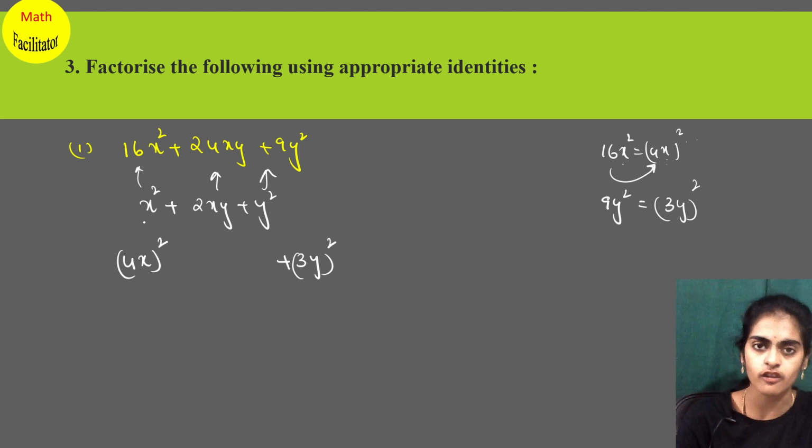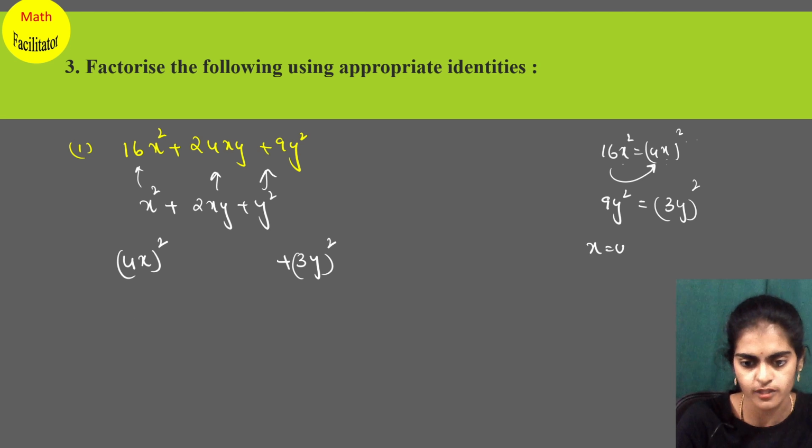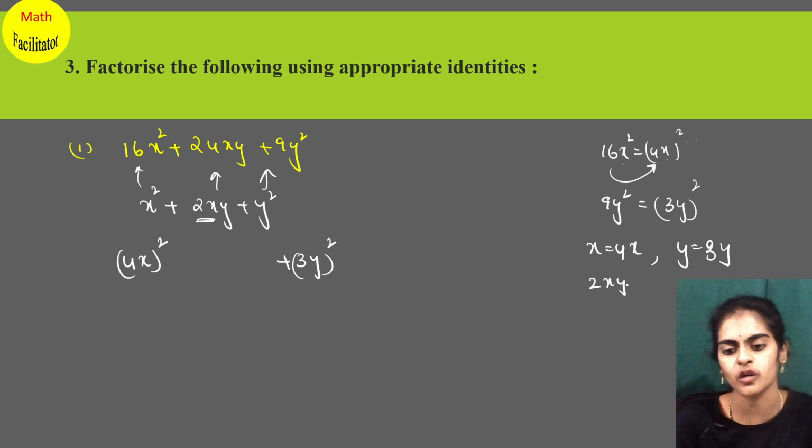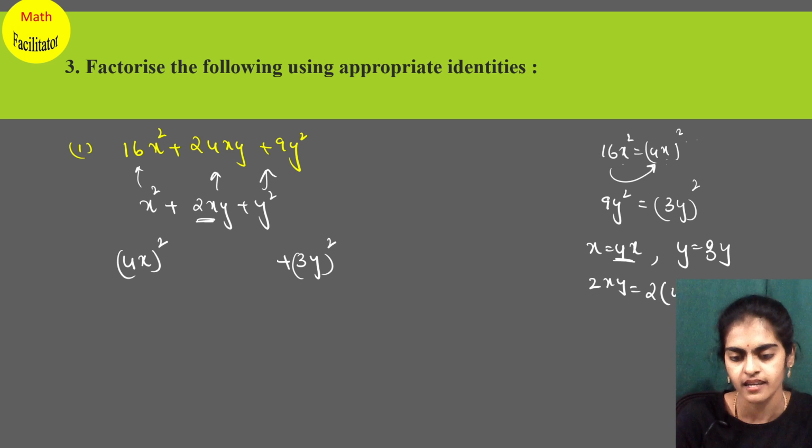So in the place of x, what do you have? In the place of x you have 4x here. In the place of y you have 3y here. Now can you tell me what is 2 into xy? This middle term, 2 into xy is nothing but 2 into, in the place of x you have 4x, into, in the place of y you have 3y. So if I multiply this, how much do I get here?